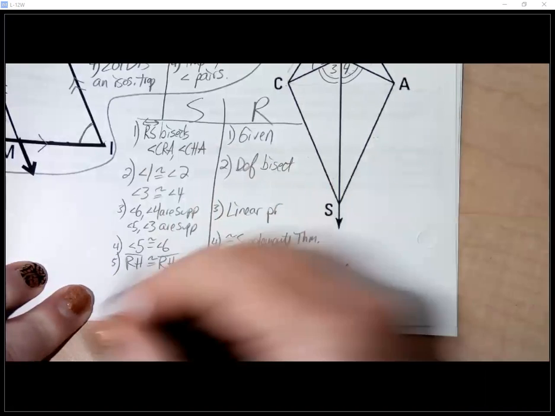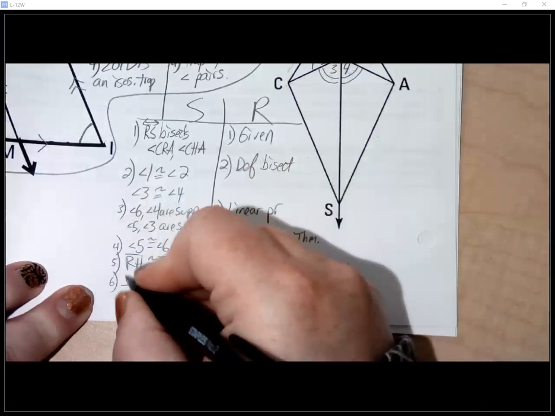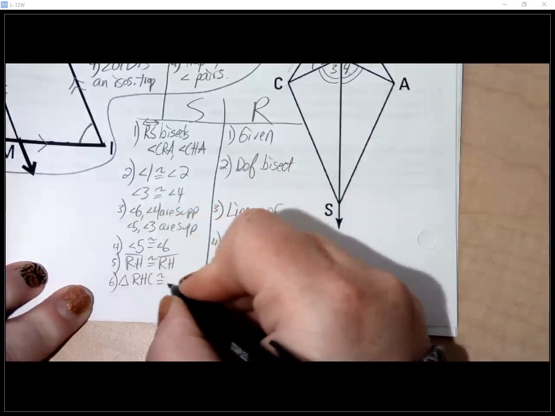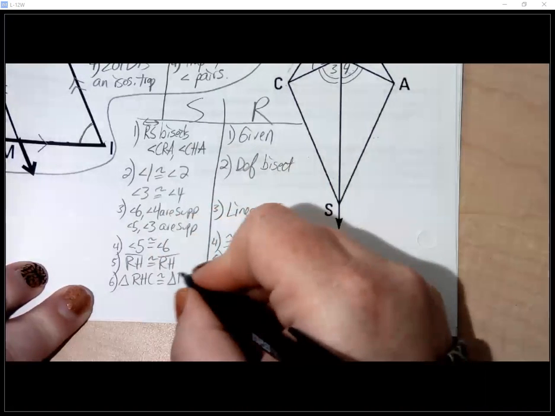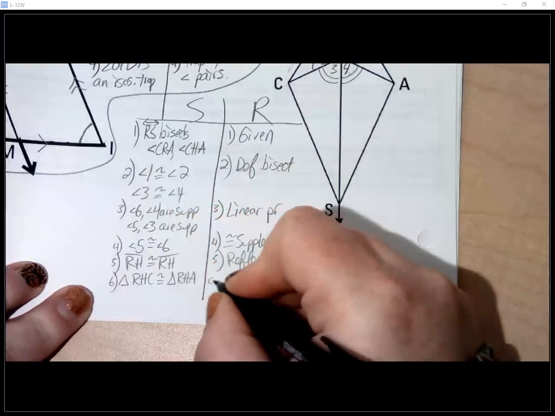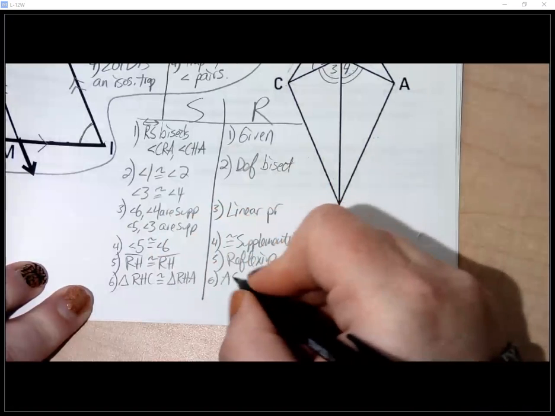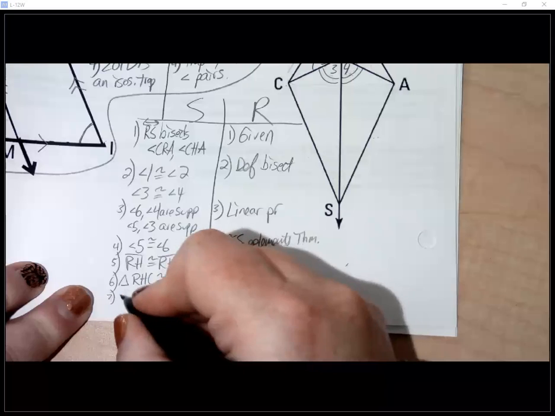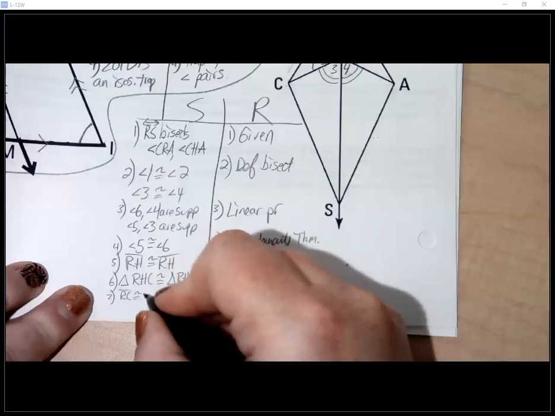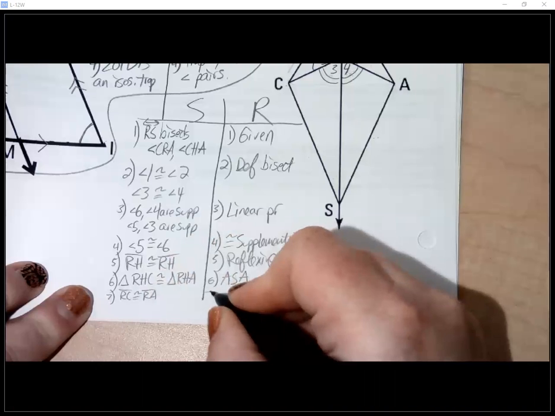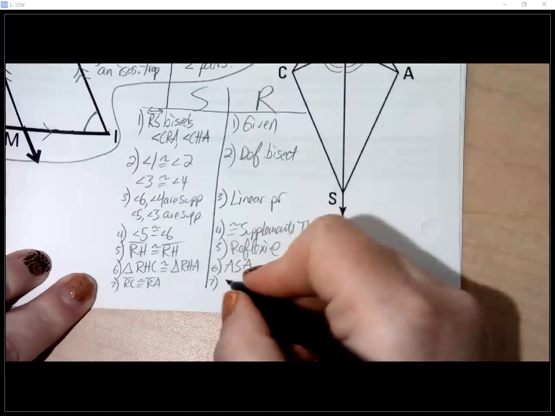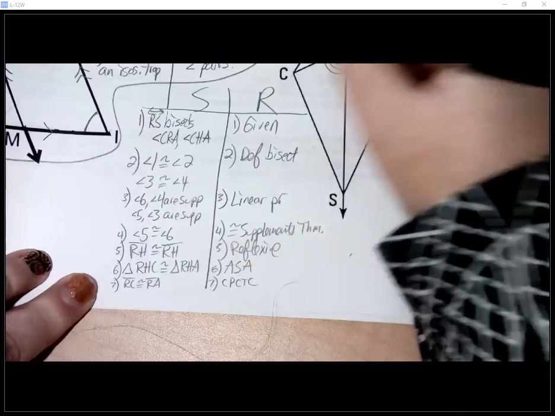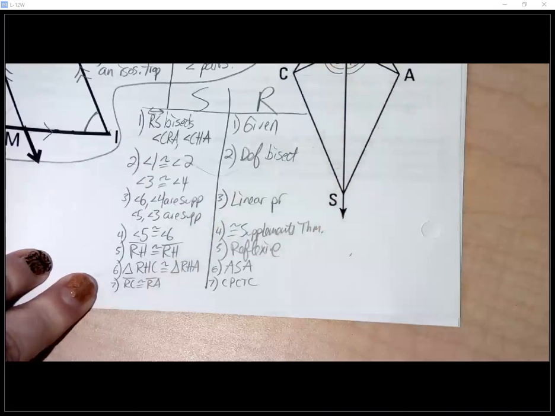Awesome. Now I can say triangle. If I say RHC, what are you going to say? RHA. Oh my gosh, you guys are getting so good. ASA. And now I can say RC congruent to RA because of, you got it, CPCTC. Awesome. So I got the first part.